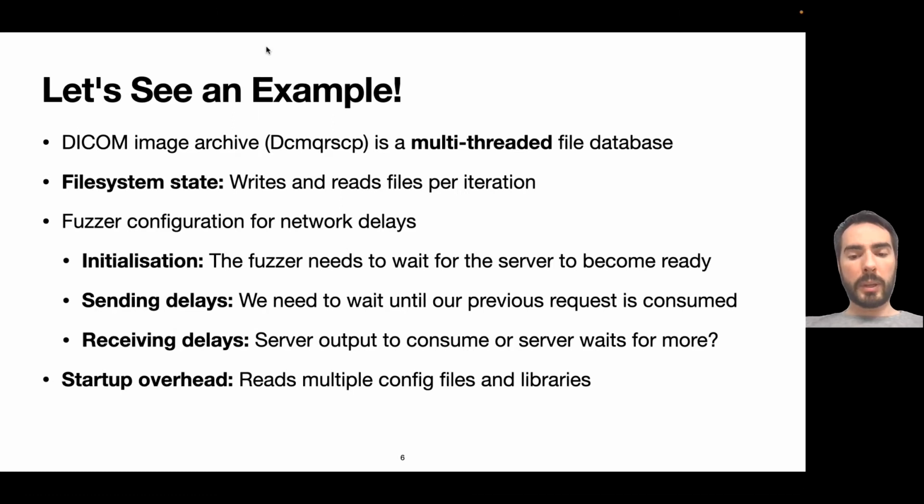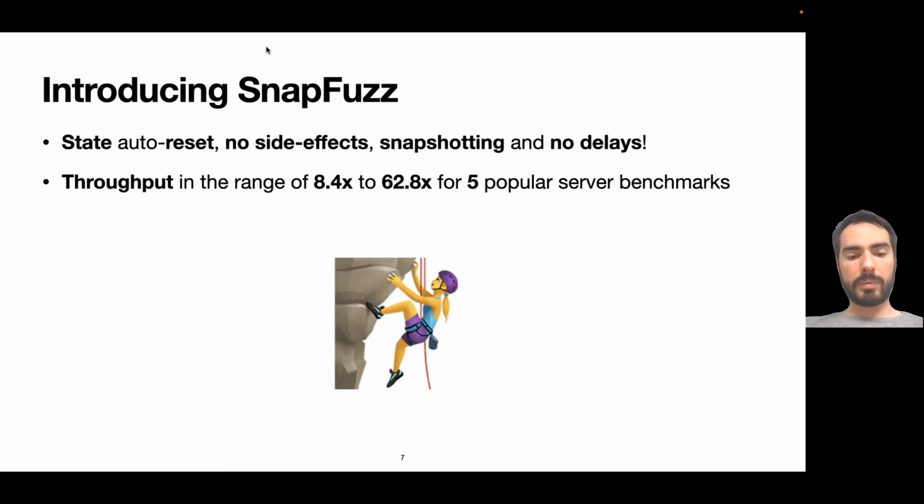So is there anything better we can do to make fuzzers like AFLnet go faster? Introducing SnapFuzz, a fuzzer that builds on top of AFLnet and which completely automatically resets environmental state, isolates the target application from side effects, eliminates all communication delays, and snapshots the target for faster iterations. SnapFuzz achieves significantly higher performance than competitors like AFLnet, from 8.4 times to 62.8 times faster in 5 popular server applications.